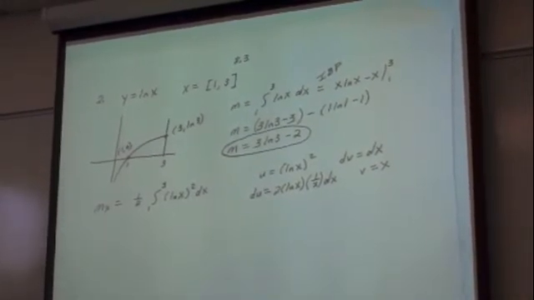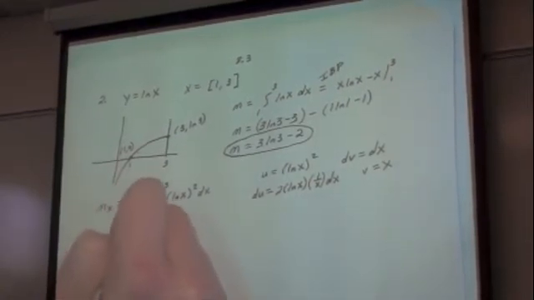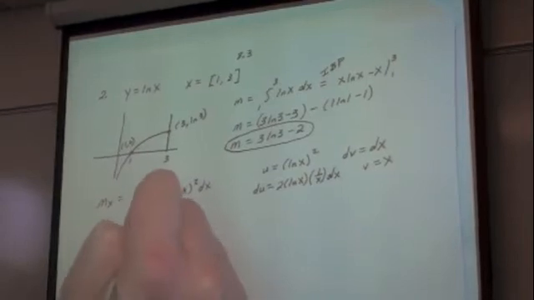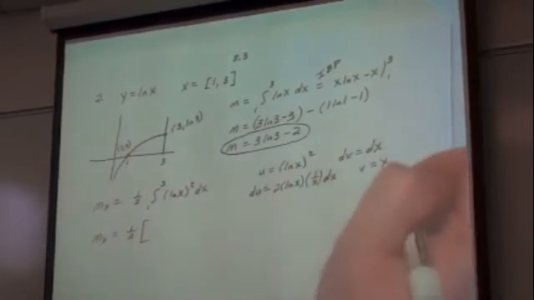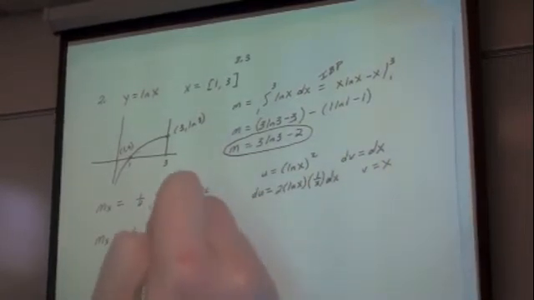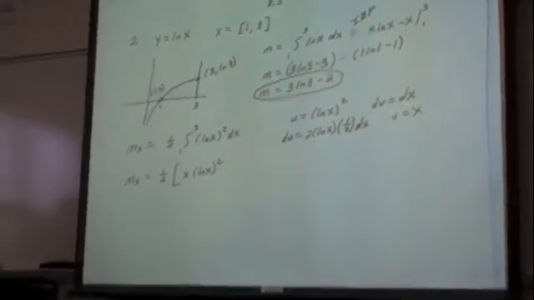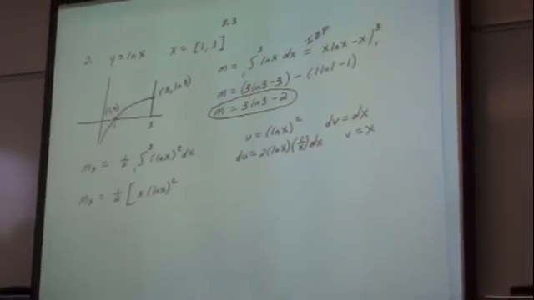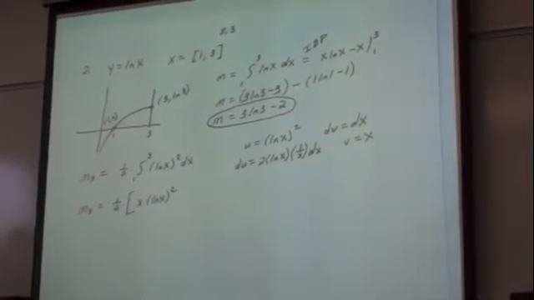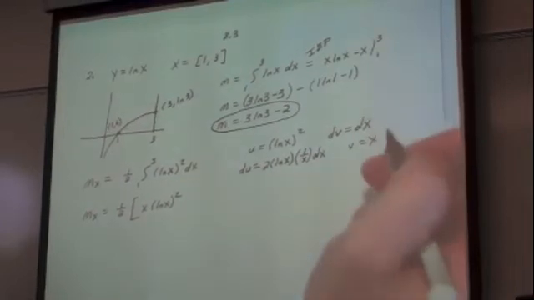So, I'll try here. I'll say the moment about the x-axis is going to equal 1/2, times the group, u times v, x ln x, quantity squared. There's no way to simplify that quantity squared on that natural log. Please don't think you can write that as 2 natural log of x. That's only if only the x is squared. There is no simplification for the group natural log of x squared.